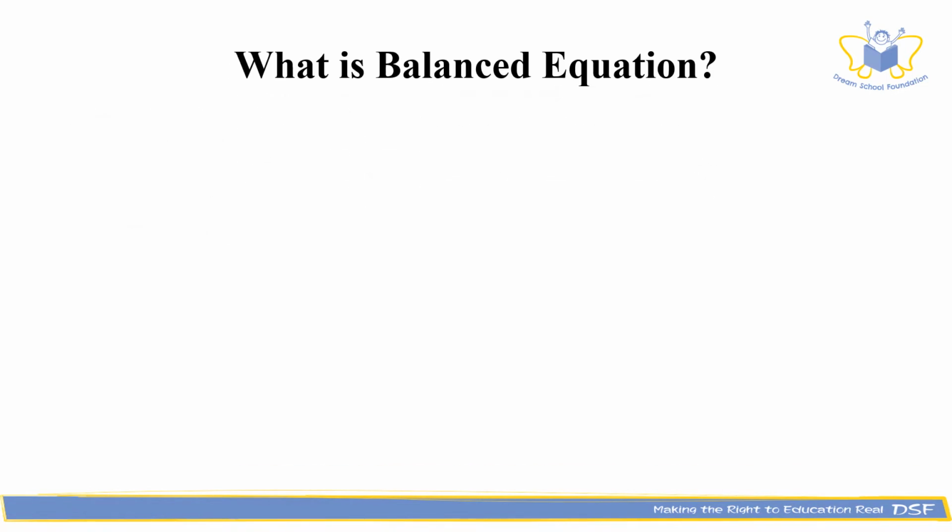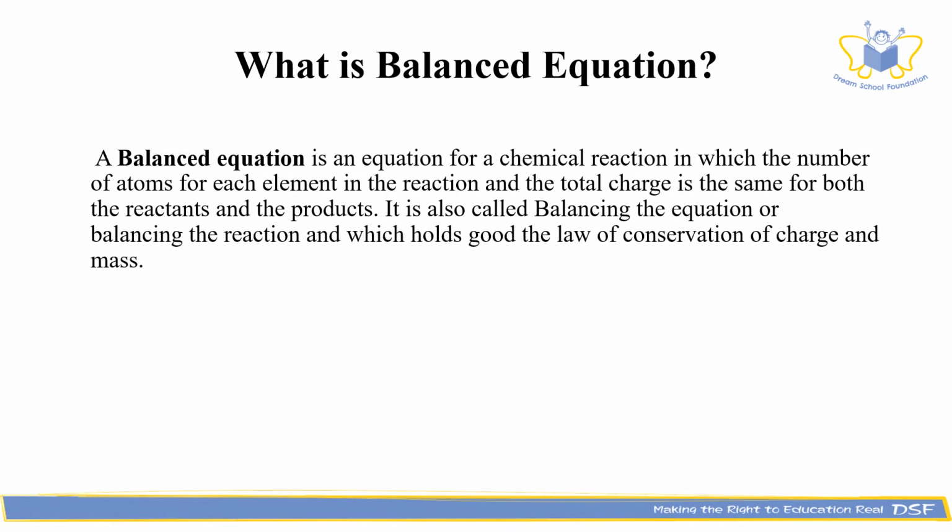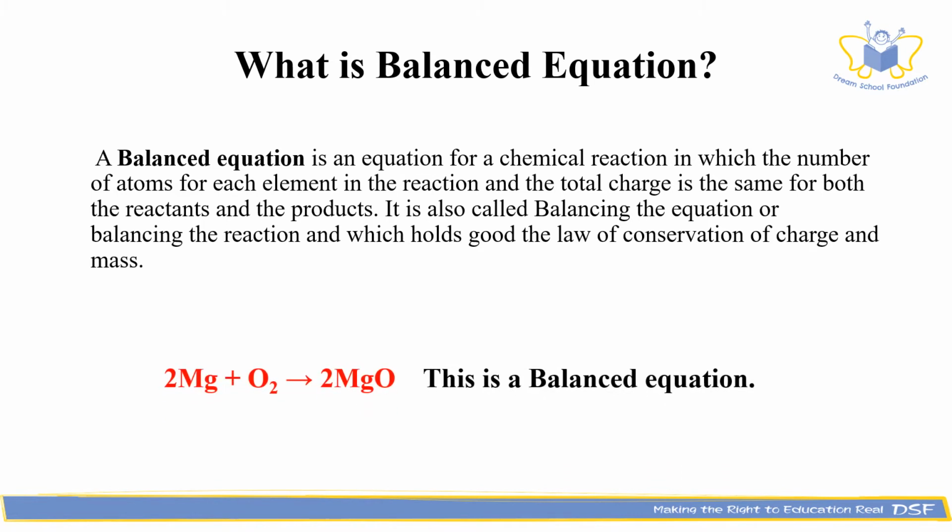What is a balanced equation? A balanced equation is an equation for a chemical reaction in which the number of atoms for each element in the reaction and the total charge is the same for both the reactants and the products. It is also called balancing the equation or balancing the reaction, and it holds good the law of conservation of charge and mass.